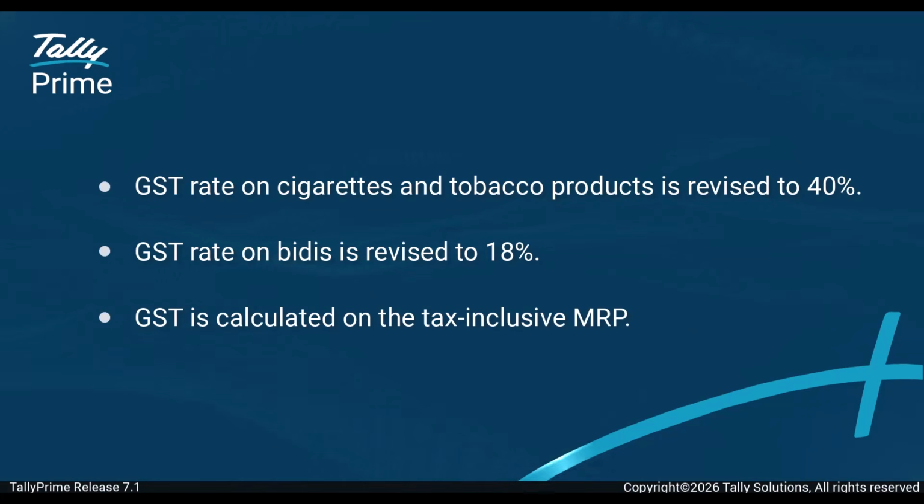Effective from 1st February 2026, GST rates on cigarettes and other tobacco products have been revised to 40%, while BDs will continue to attract 18% GST as per CGST Notification Number 20, dated 31st December 2025.